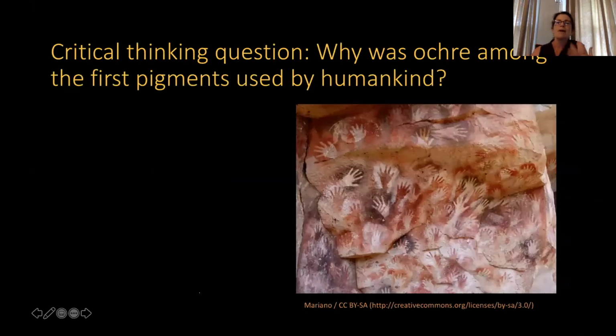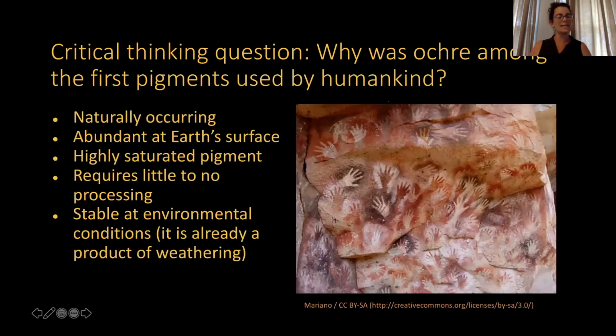And then just to put this into the context of a critical thinking question, and I think this is a nice way perhaps to introduce this, is to say, knowing what we know about ochre, why do you think that this was among the first pigments to be used by humankind? And there are a few very simple reasons for this. One is that it's naturally occurring, and another is that it's abundant at the Earth's surface.